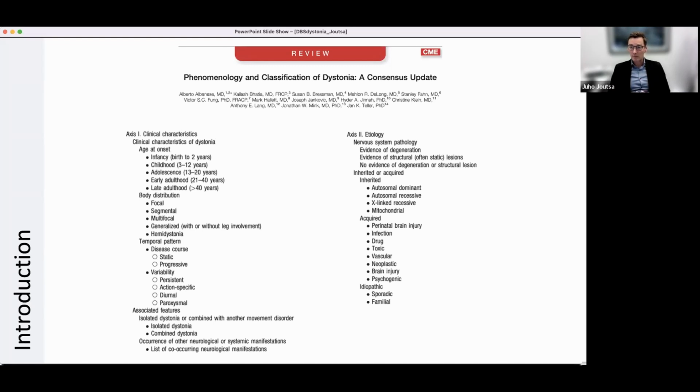Many of the research studies focus on idiopathic, sporadic, isolated cases of dystonia. And that's also the focus of my talk, except for the use of lesion-induced cases to inform us about mechanisms of dystonia in general.